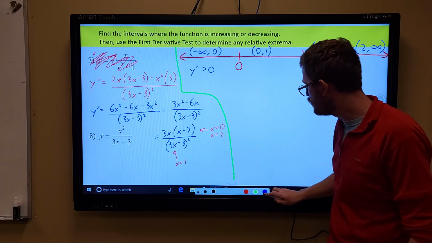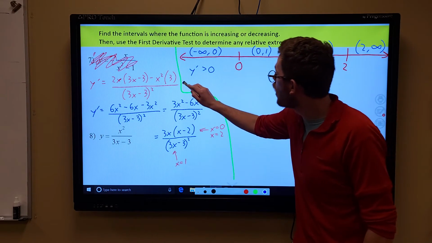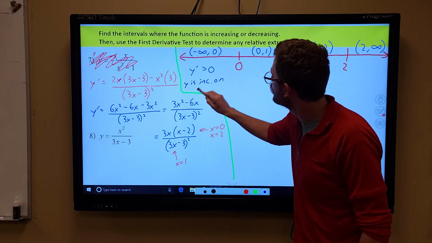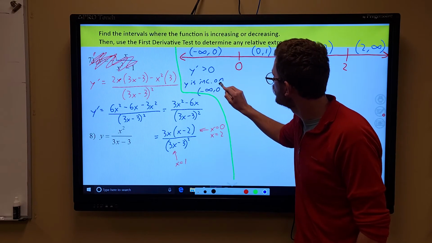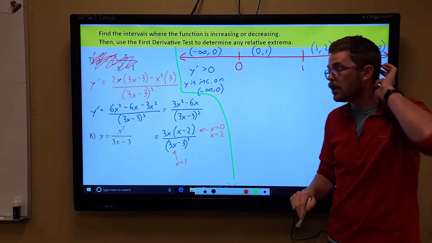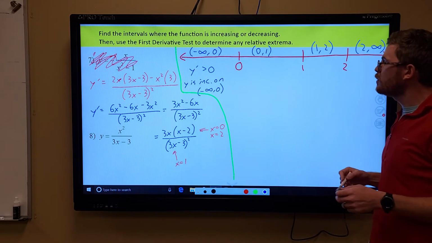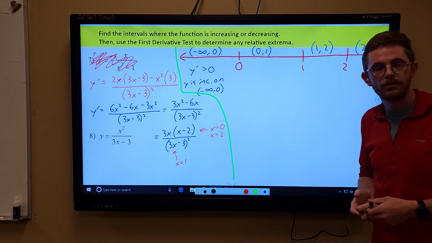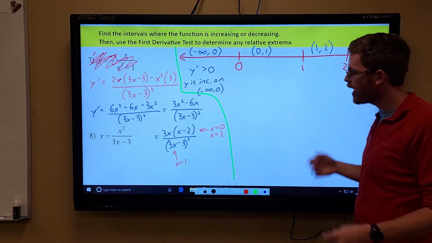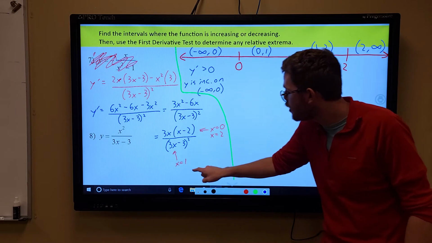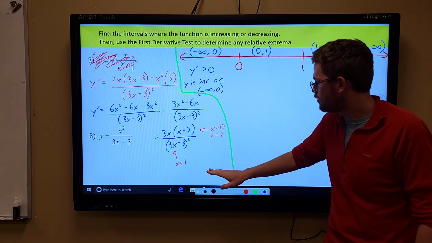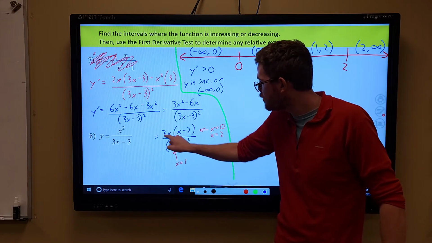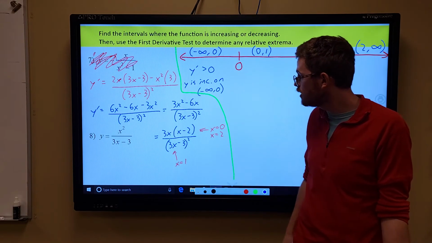And because our first derivative is positive, we know y is increasing on this interval from negative infinity to 0. Now from 0 to 1, this one might be a little trickier because there's no whole numbers right there, but think about a half. The denominator is positive, and the top, think a half times 3 is positive.